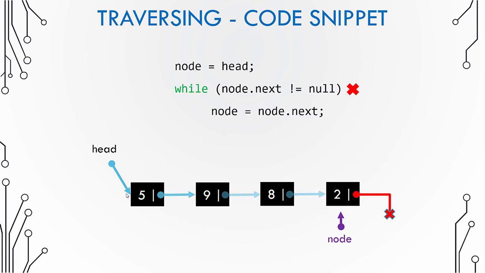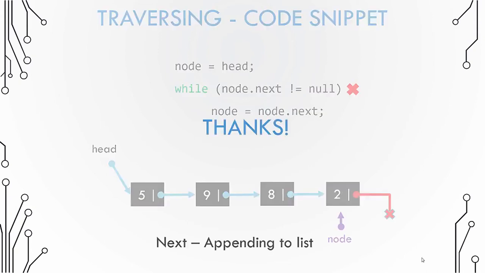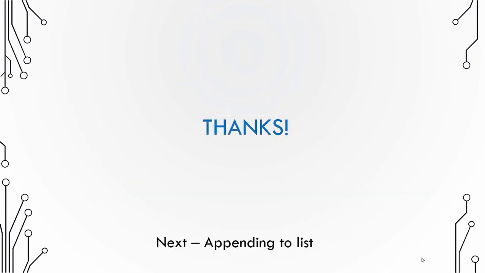Of course, inside the while loop, you can add your own logic to check the value of each node that you're traversing, and then you can always arbitrarily stop at any given point. You don't need to go to the last node every time. So that was all about traversing a linked list. Next, we will see how we append a node to a linked list.